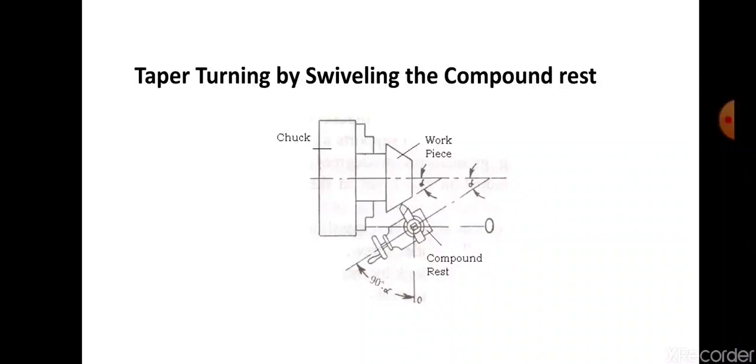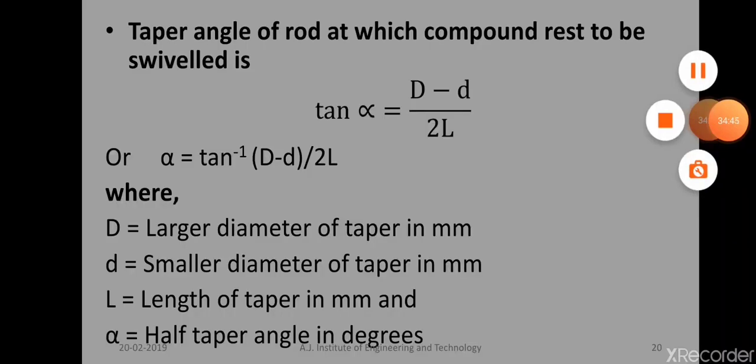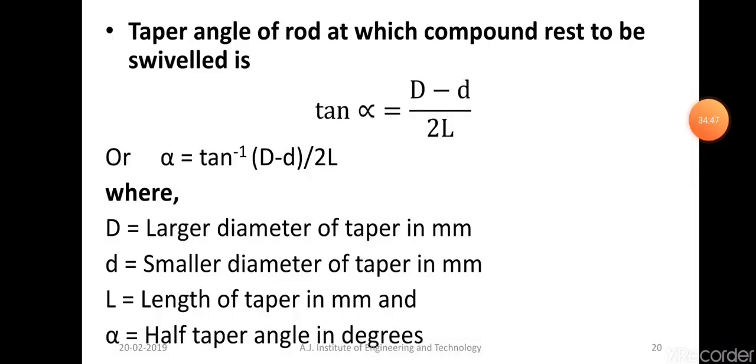But in some cases we may not require uniform diameter, but we want a constant reduction in diameter from one end to the other end. For example, if the diameter of the specimen is 25 on one side and 20 on the other side.